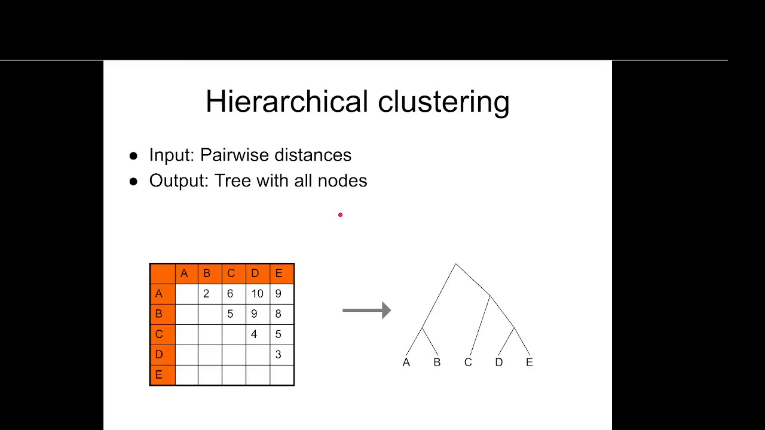Now let's see how hierarchical clustering works. So the input are pairwise distances, and the output is a tree with all of the nodes. So let's assume that we have this data given, A, B, C, D, E, and these are the distances, 2, 6, 10, 9, and so on. And this is the tree that we want to generate. A and B are closest, D and E are also close, next comes C, and then finally those 2 branches get merged together. So let's start.